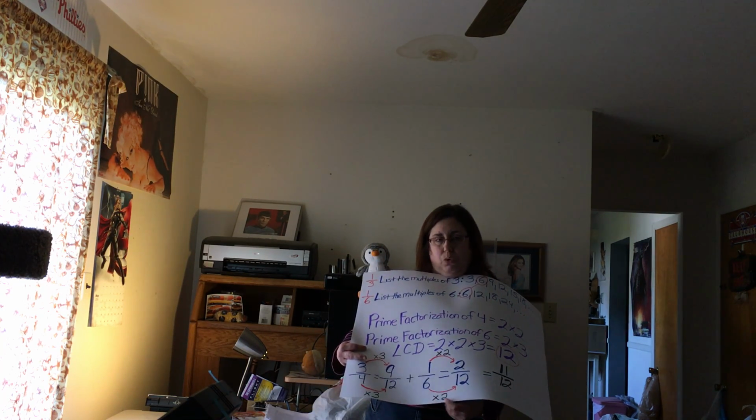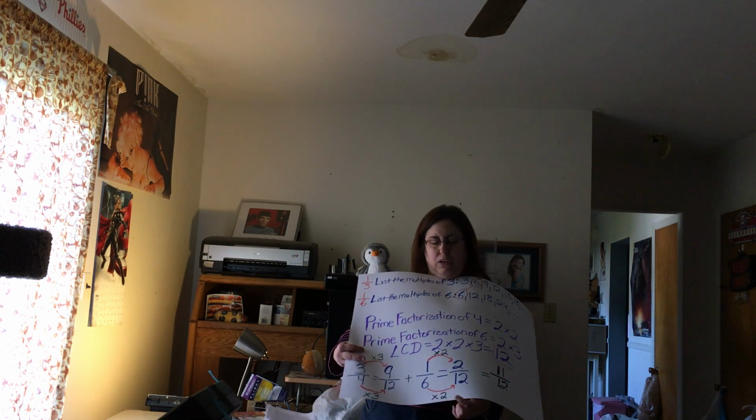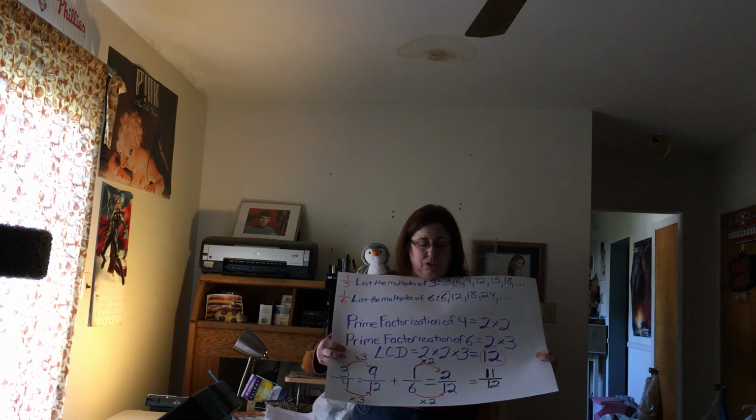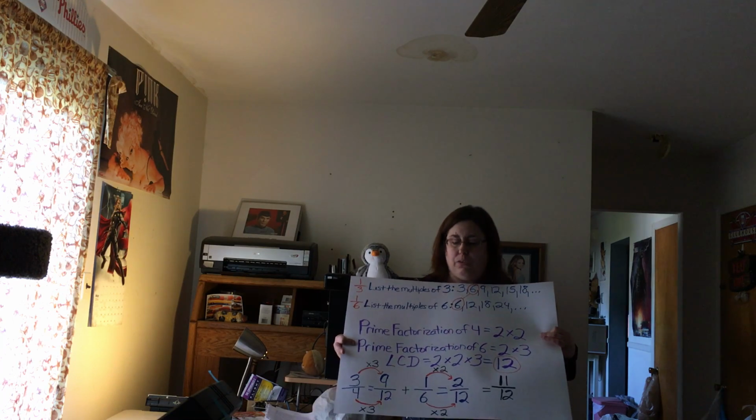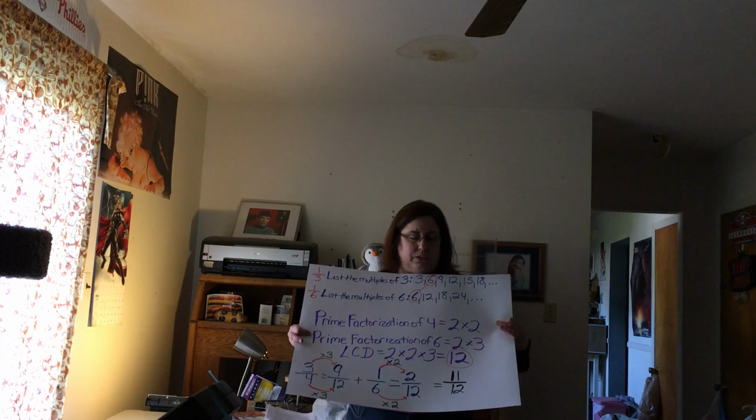To make our 6 into a 12, we're multiplying by 2, so we have to multiply the 1 in 1/6 by 2 as well, and this gives us 2/12. So now 9/12 plus 2/12 gives us 11/12. And we can also subtract now as well. If we wanted to do 9/12 minus 2/12, that would give us 7/12.